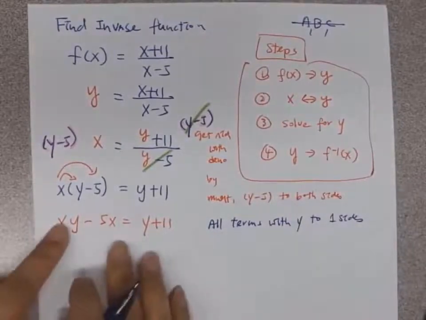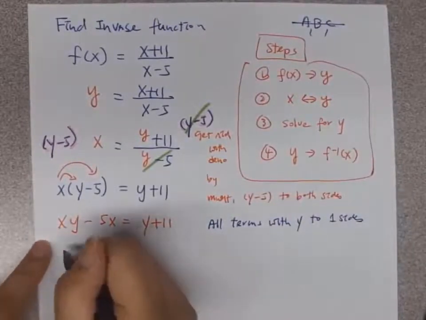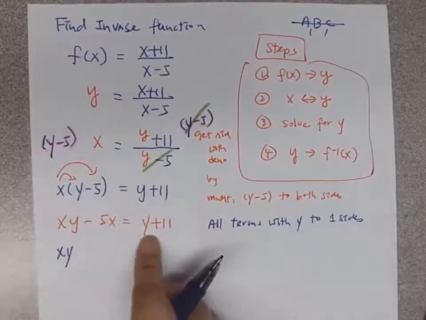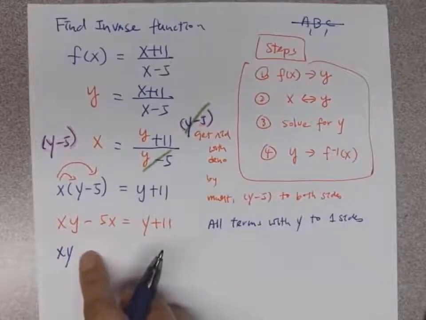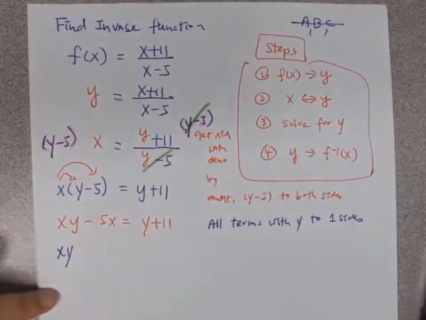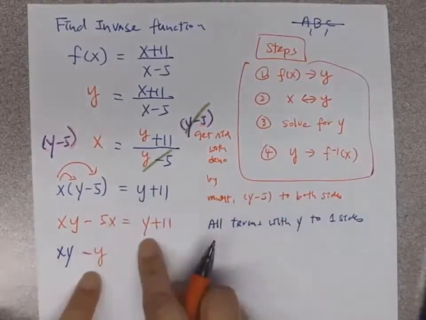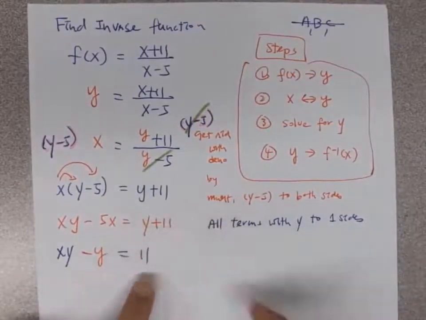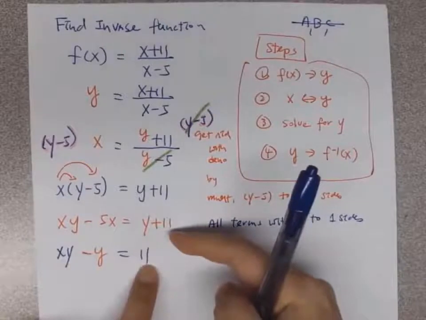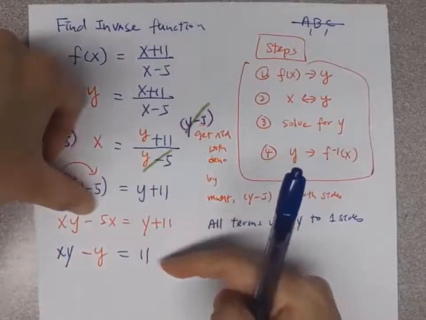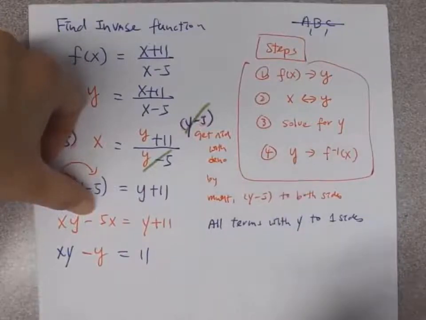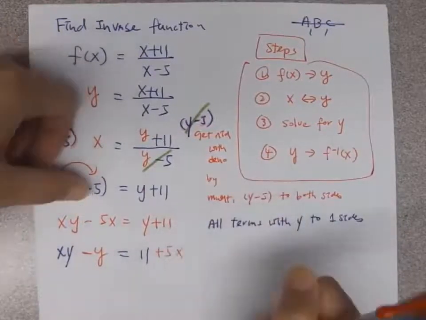So let's move the y to the left-hand side. I already have xy here, right? If I move this guy to the left-hand side, what do we get? Minus y. Can we see that? I'm just moving this guy to the left-hand side. Equal to, I already have 11 here, right? If I move this guy over here, then what will happen? Plus 5x. Okay, anybody have questions?